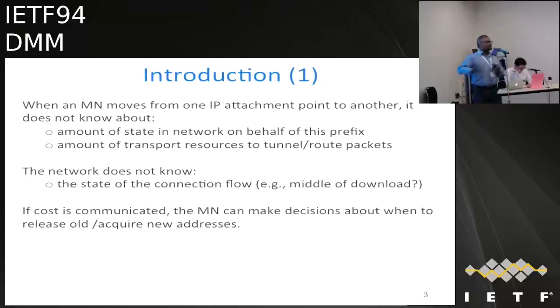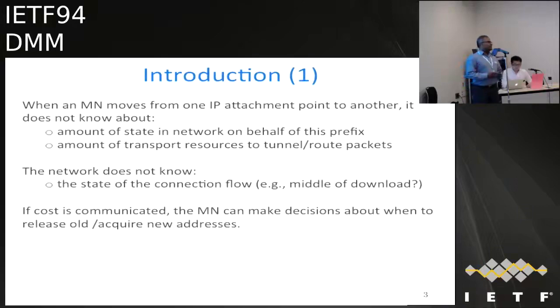Okay. So now I'll just go through the introduction, go a little bit more in detail on the motivation, and then the proposed method. So going again from here, we have not changed anything here, but when an MN moves from one IP attachment, the key point is it moves from one attachment point to another. It really does not know about the amount of state in the network on behalf of this prefix. So it's not related to the initial attach.